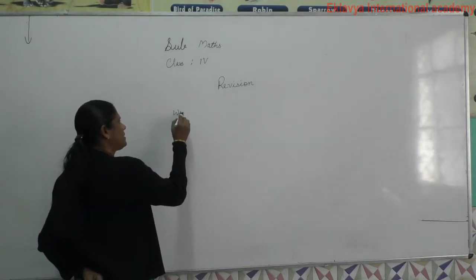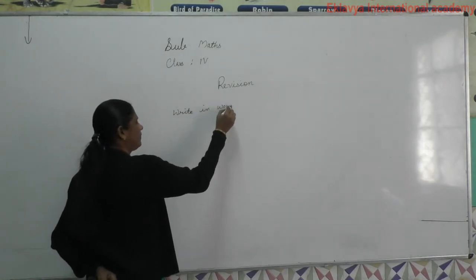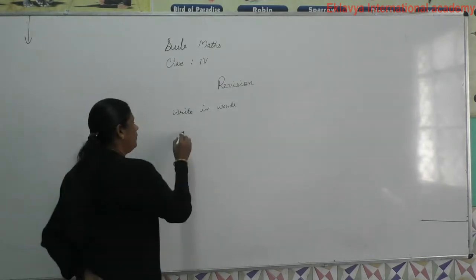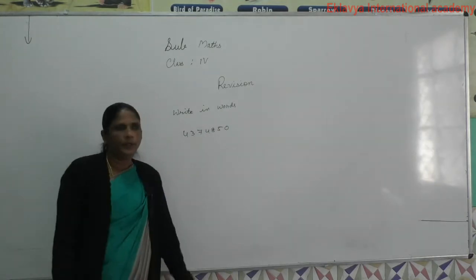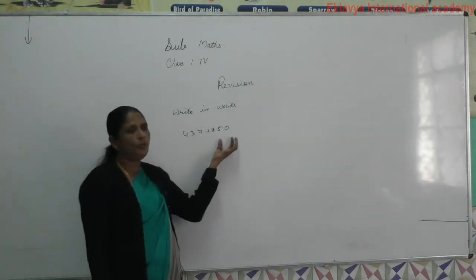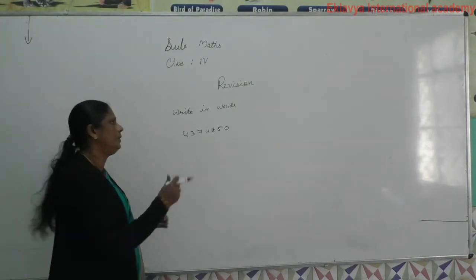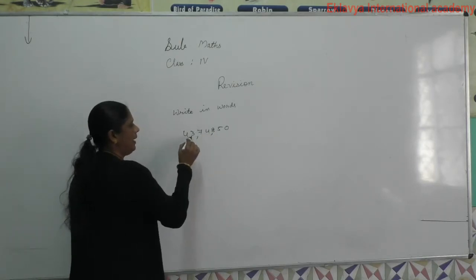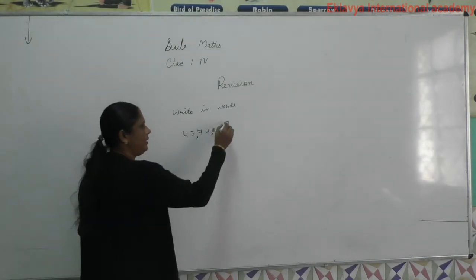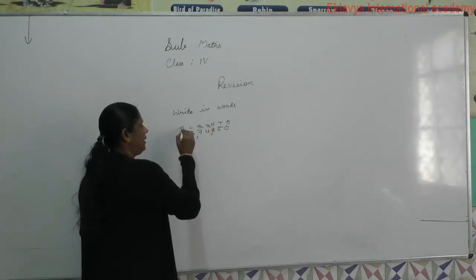Write in words. In the Indian system, according to place value, you separate and put a comma. Then ones, tens, hundred, thousand, 10,000, lakh, 10 lakh. Again here ones, tens, hundred, thousand, 10,000, lakh, 10 lakh.